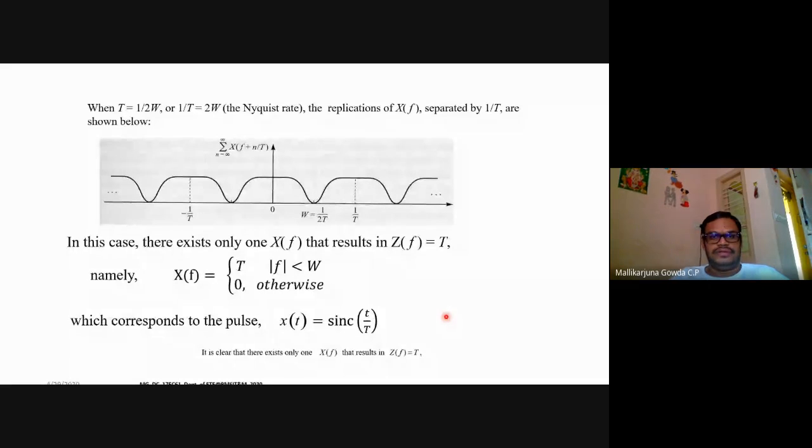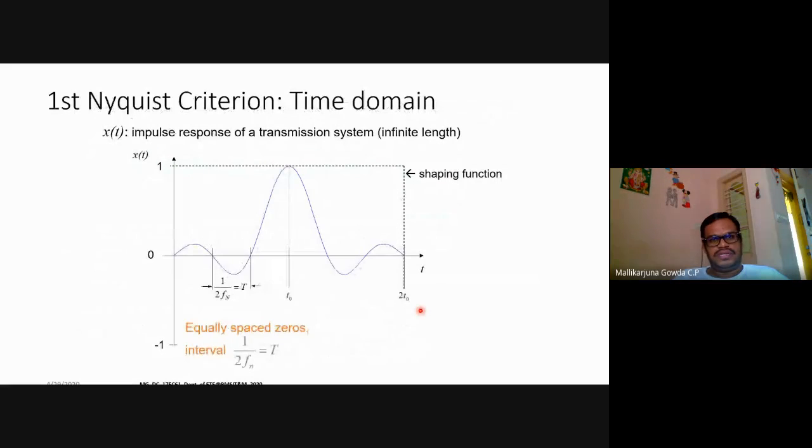In frequency domain, I wrote that X(f) equal to T when f is less than W, otherwise it will be 0. But in time domain, I can write that as a sinc function. X(t) is equal to sinc of small t by capital T. So this is what I repeated once again, that pulse I have shown here. Sinc pulse, this is T. Just to recap.